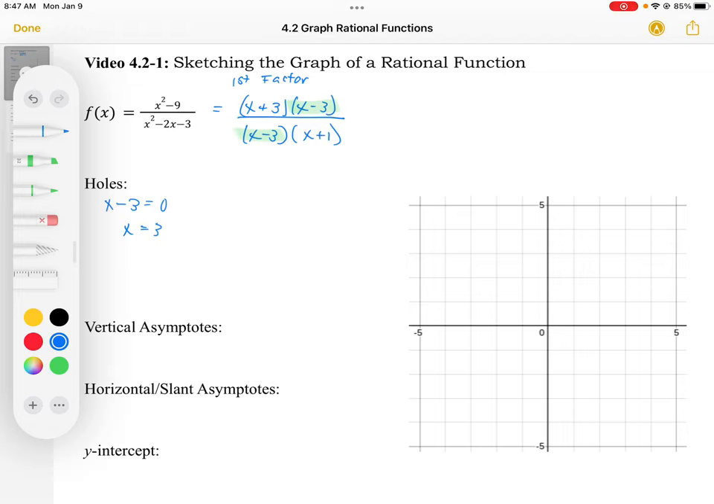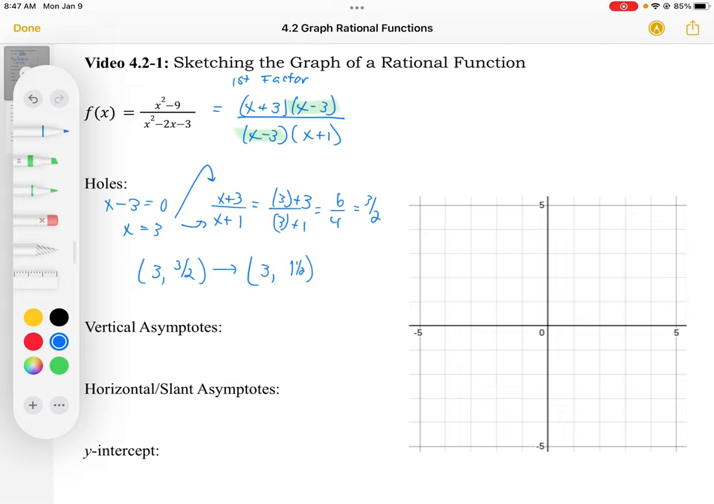Remember, that is just the x coordinate of the hole. I'm going to take that 3 and substitute it into the remaining factors. That's (x plus 3) over (x plus 1). So I'm going to substitute that everywhere I see an x. So that's (3 plus 3) over (3 plus 1). So we get 6/4, and I'm going to simplify that. So that's 3/2. So we have a hole at the point (3, 3/2). I'm going to turn that into a decimal because I'm going to graph this. So remember, that's (3, 1.5).